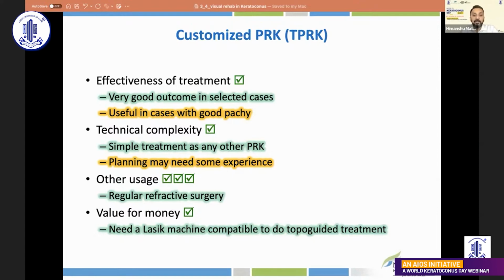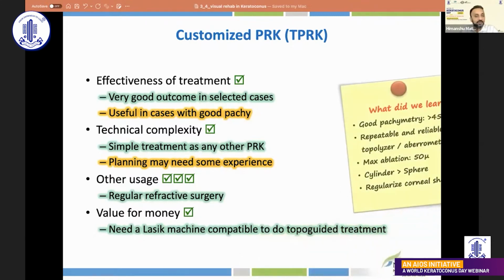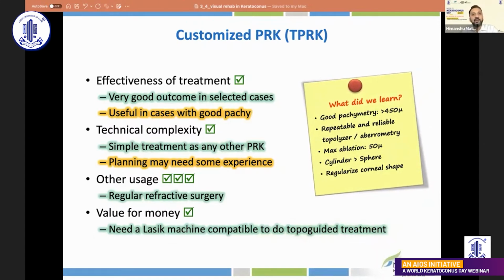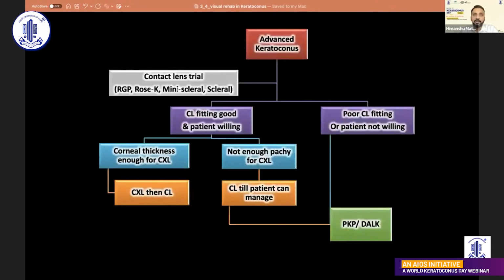The same platform can be used for other refractive surgery. And if the LASIK machine is compatible with such topographic treatment, it is certainly a good treatment. So what do we learn from here? Well, in good pachymetry cases, where somebody has good corneal thickness and we are able to get repeated and reliable Topolyzer or aberrometry readings, with maximum ablation around 50 to 60 micron, and more cylindrical power than spherical power, we can regularize the cone, and it can certainly be a very good treatment.